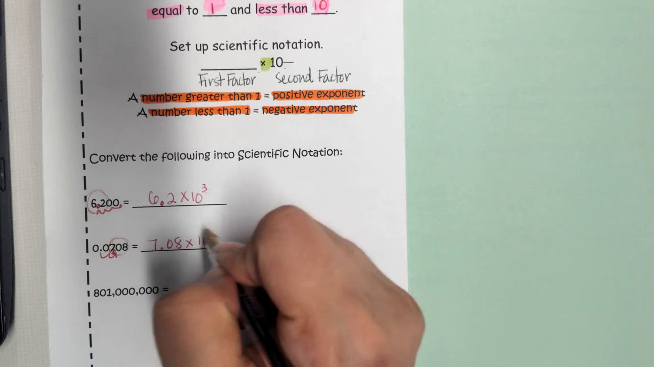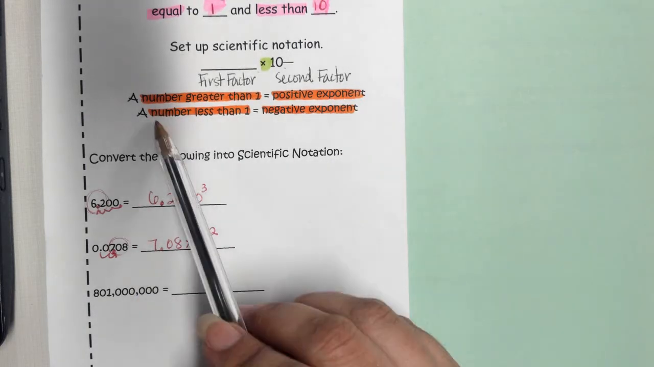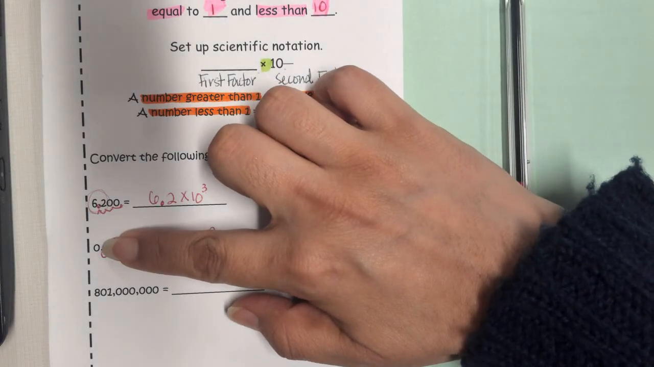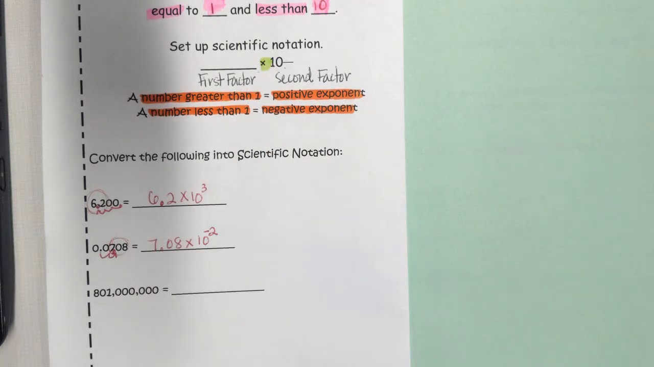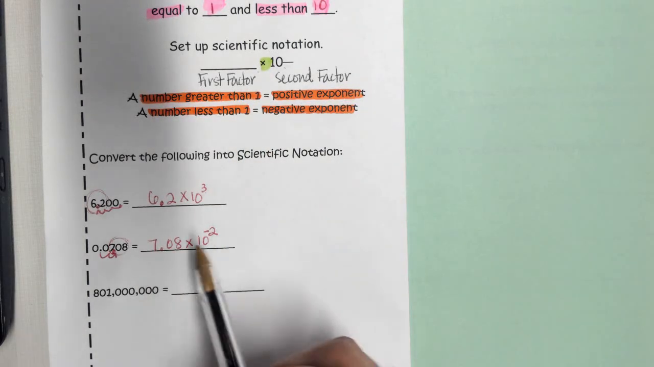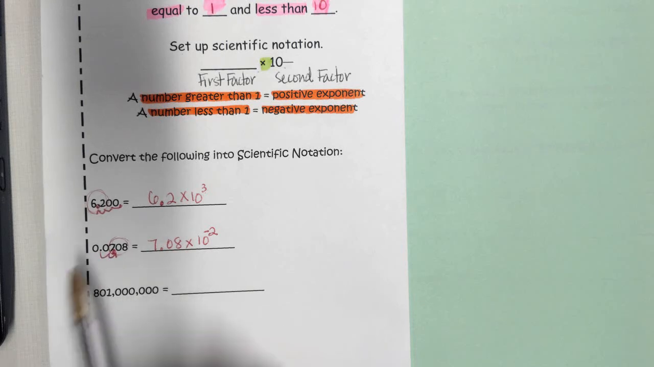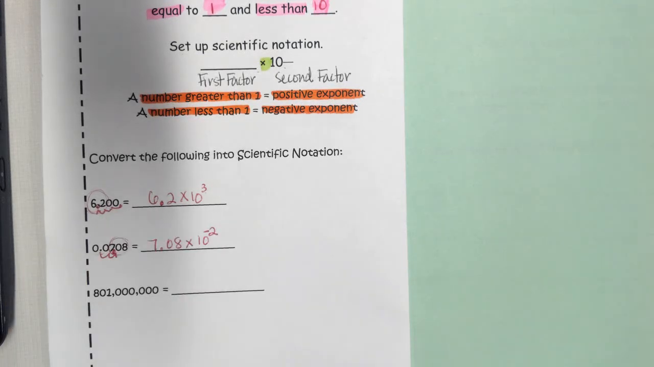How many times did I move that decimal? Once, twice, 2 times. Okay, is my number greater than 1 or is it less than 1? Well, we have this number here, 0. That's a number less than 1, so I need to put a negative for the exponent. Again, if you also notice, I did not write these zeros, because remember, when converting from standard to scientific notation, if a number begins or ends in zeros, you do not write those digits.